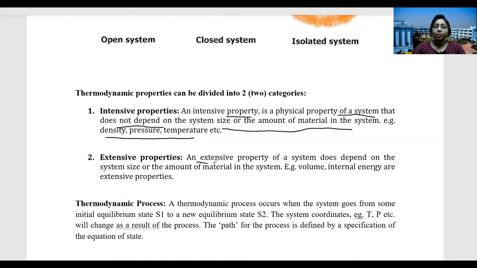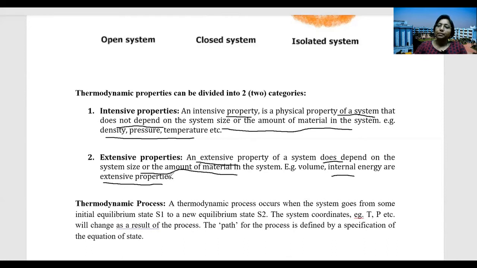An extensive property of a system does depend on the system size or amount of material in the system. Like volume and internal energy are extensive properties. So they depend on the amount of material. Like, the amount of material increasing, so volume increasing. So these are called extensive properties.